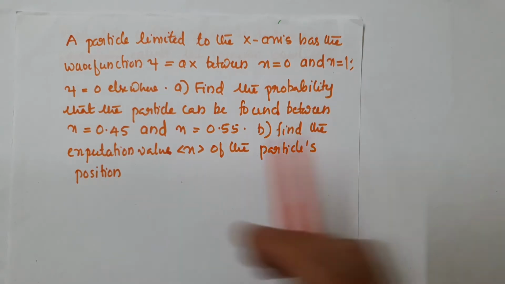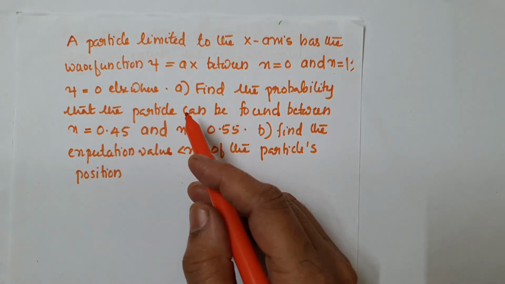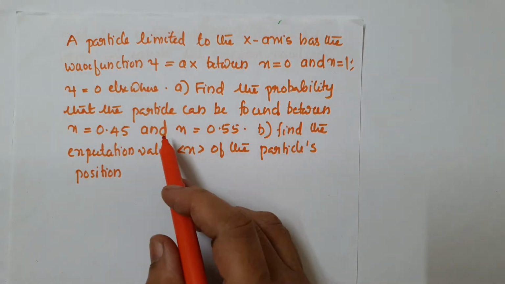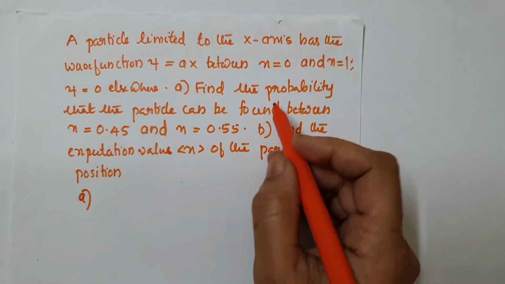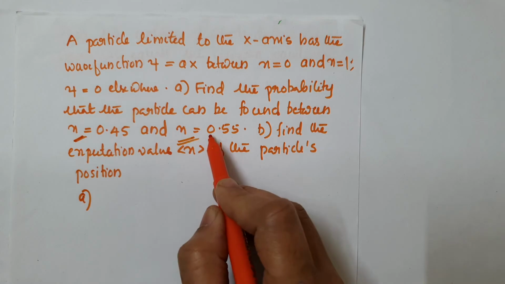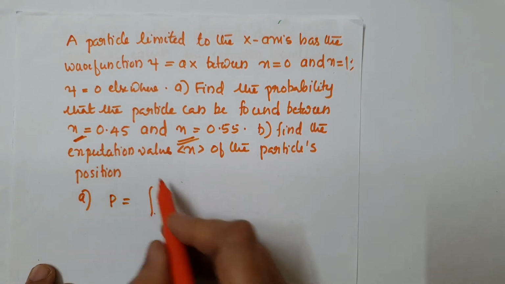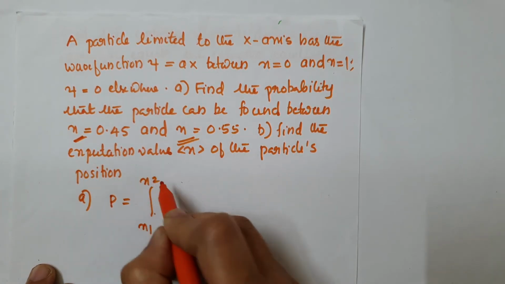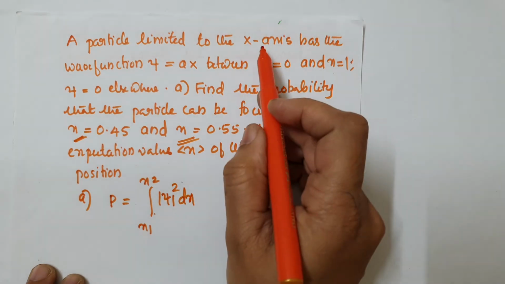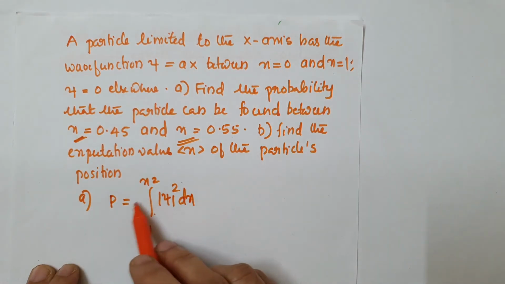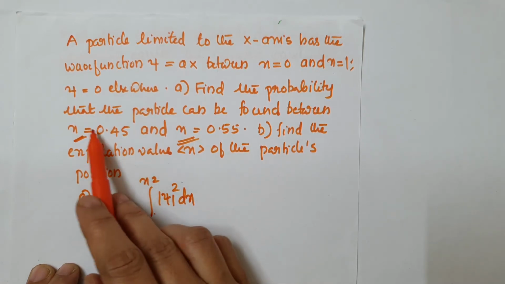We have studied the equation for the probability density and also the expectation value. First we are considering the probability in part A, within this interval. So we can consider the probability as P equal to the integral within the interval, taking this as x1 and this as x2, of psi squared dx. We are considering the x-axis only. So probability is equal to the integral from x1 to x2 of psi squared dx, and here x1 is given and x2 is given.